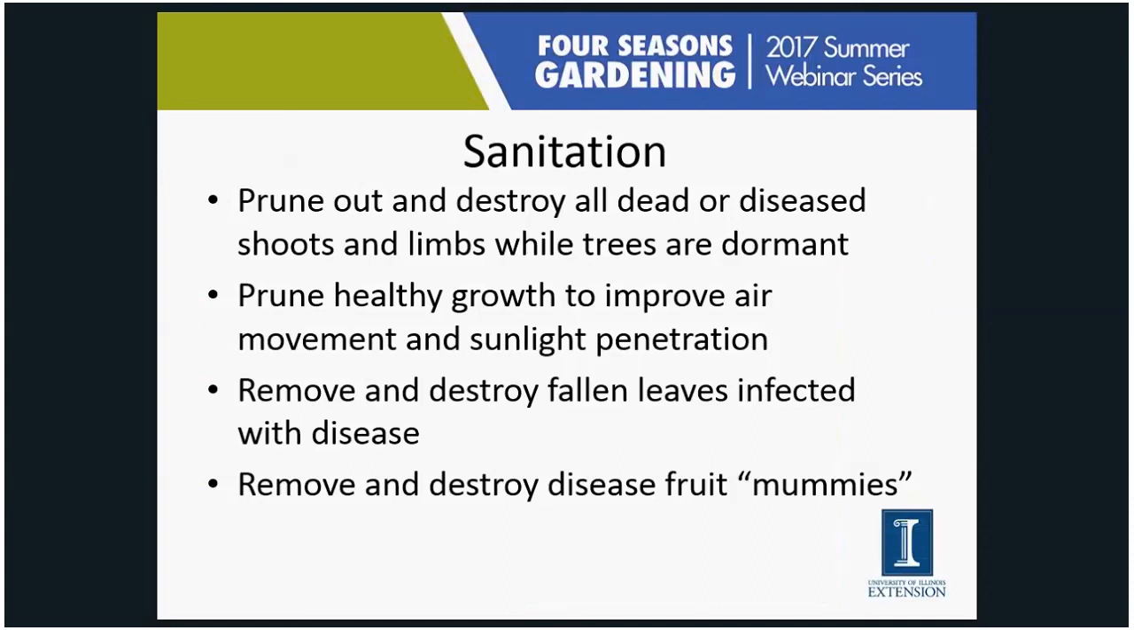Prune the healthy growth to improve air movement. You're going to be improving your light penetration, and that's going to aid in the fruit set and the coloring of the fruit. You want to remove and destroy those fallen leaves that are infected with a disease, like apple scab. Those leaves would need to be destroyed, and remove the particular what are called mummies. So those peaches that have gone bad and create that mummy or diseased fruit, you'll want to remove those as well.